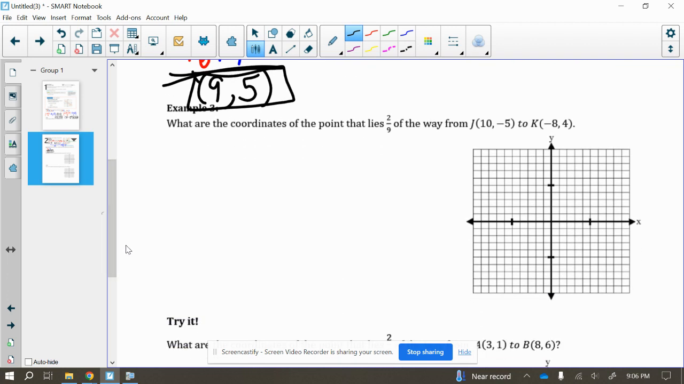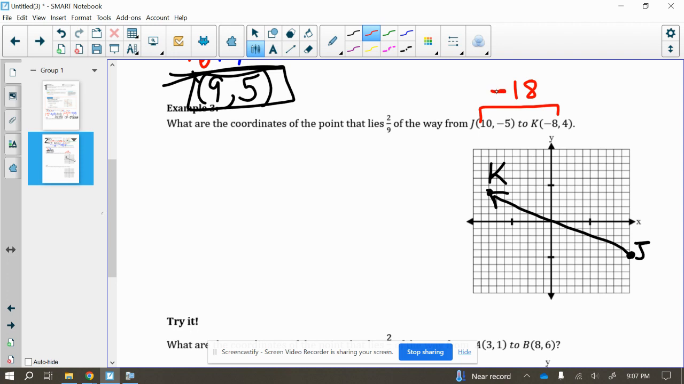Let's look at another one. So this time we are starting at point J, and we are moving towards point K, which is at -8, 4. So again, think about our segment as direction. We are going from J towards K. So notice this movement. We moved our X value wise this time. We went from +10 down to -8. That's a total of 18 units we moved to the left.